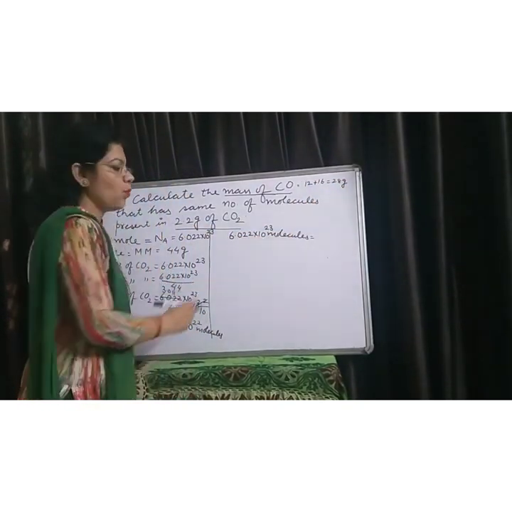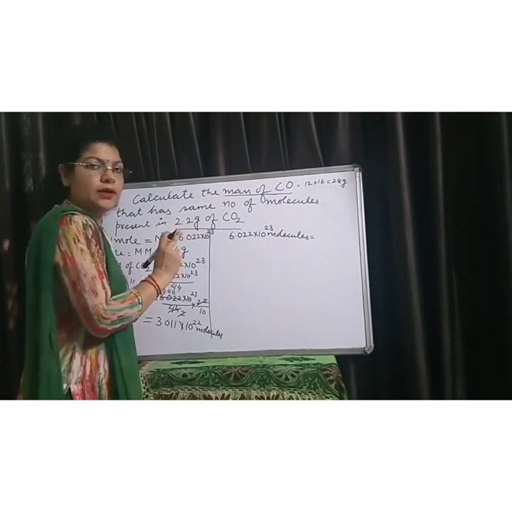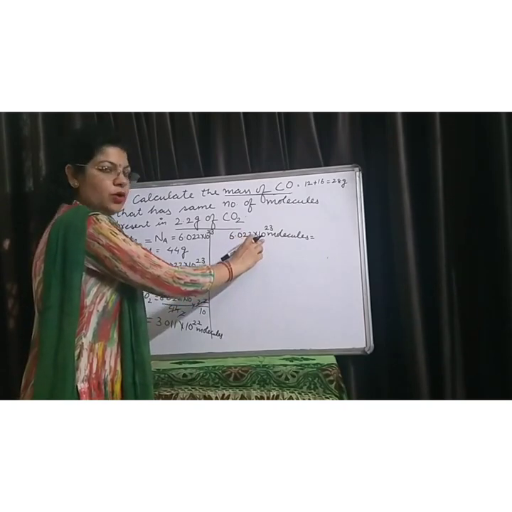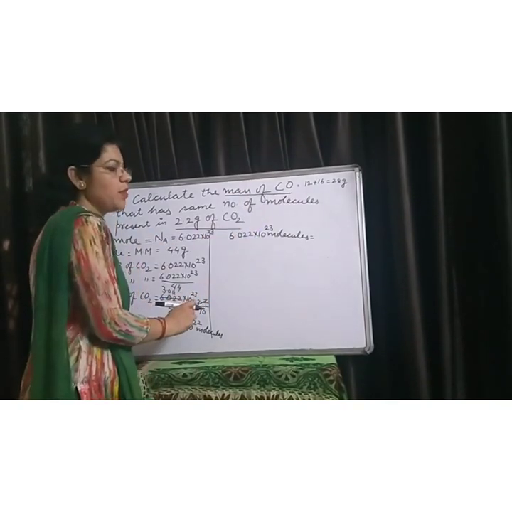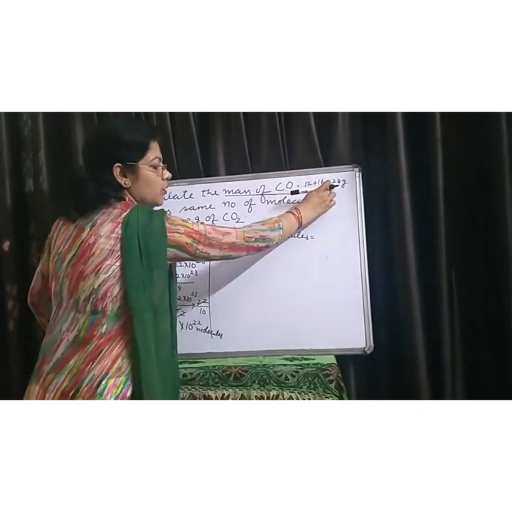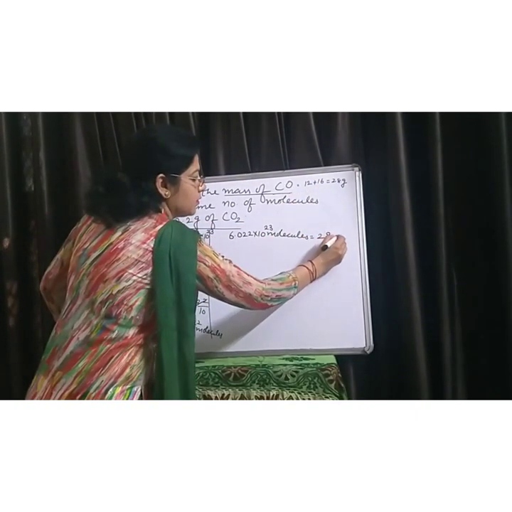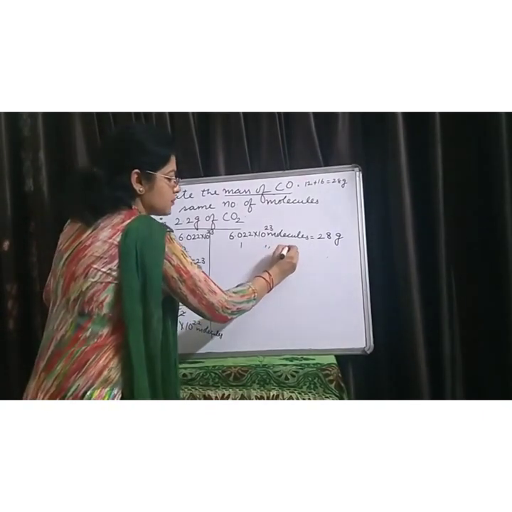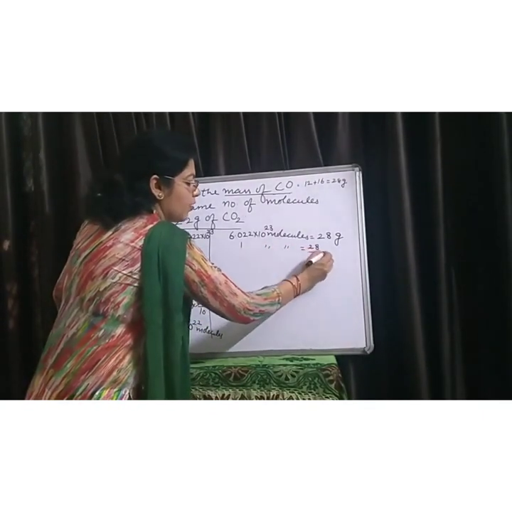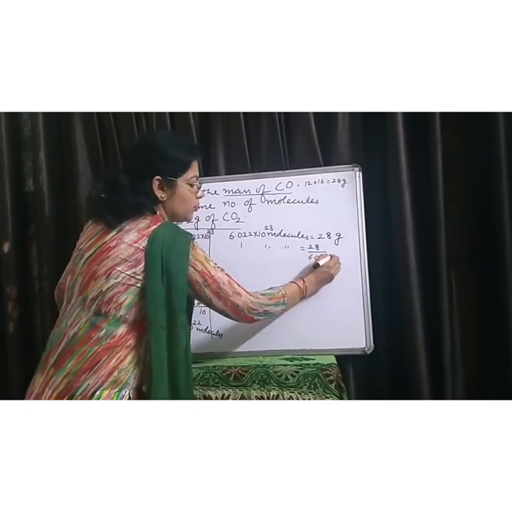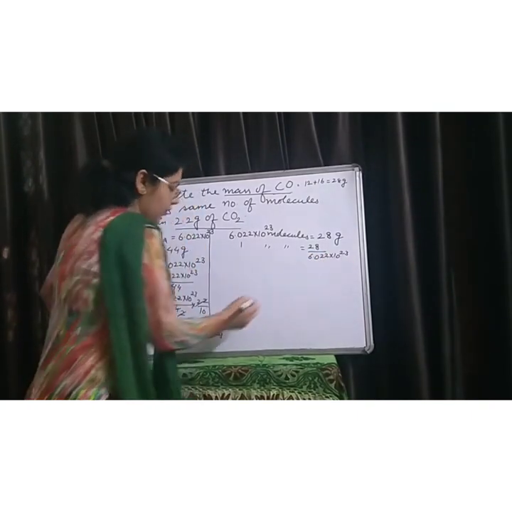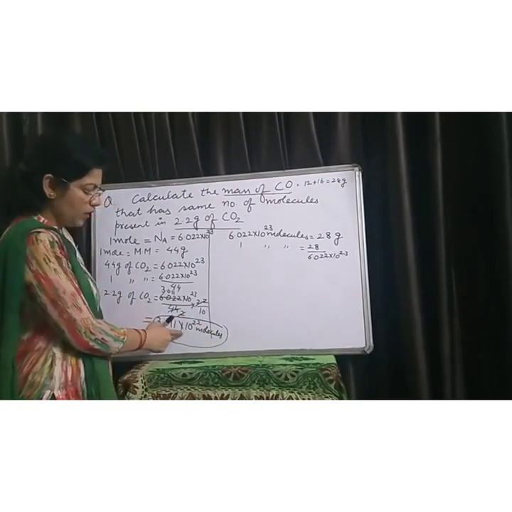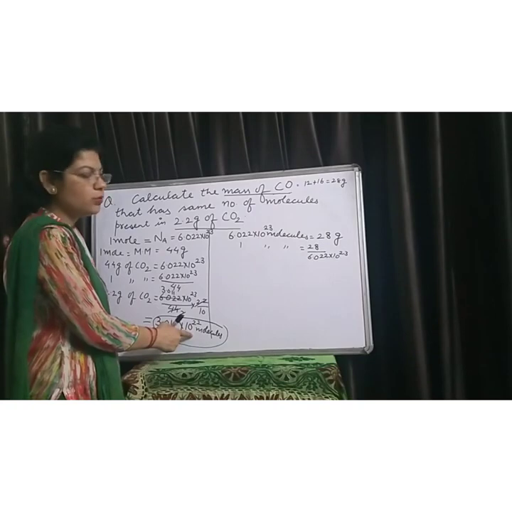It means 1 Avogadro number of particles, or 6.022 × 10^23 molecules of carbon monoxide, has mass equal to its molecular mass, that is 28 grams. One molecule has mass equal to 28 divided by 6.022 × 10^23, and we have to calculate for 3.011 × 10^22 molecules.